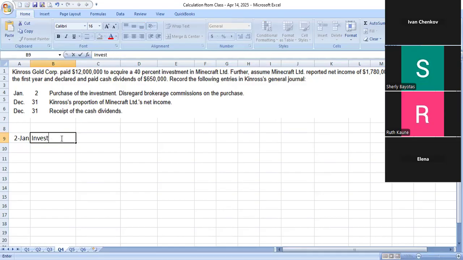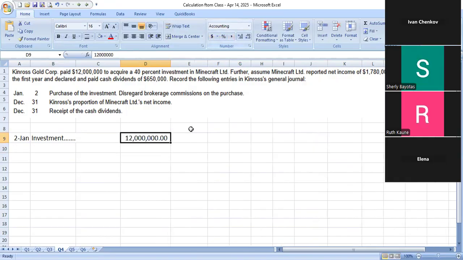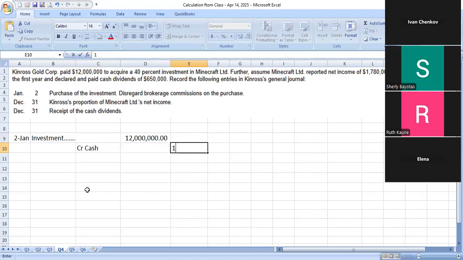Investment. So how much is our investment? How much we paid? 12 million, right? That's a huge investment. And how do we pay for that one? Cash. And we get our investment.